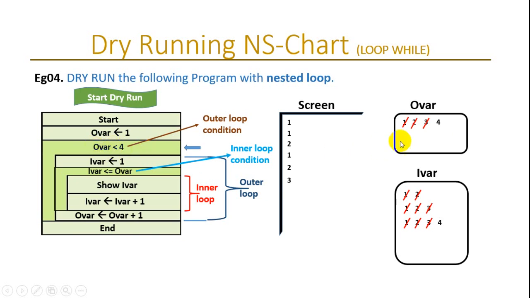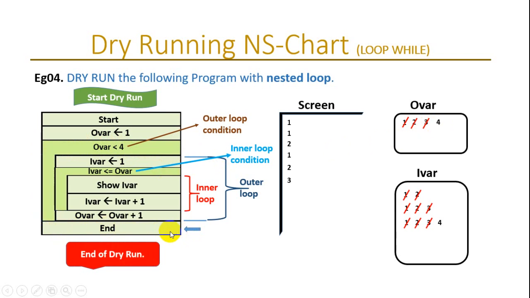Is OVR less than 4? No, it's equal to, right? It's not less, no. So this condition is false. What happens when the condition is false? When the condition is false, you come out of the outer loop to the outside. Outside is the end. And that's how you end up the dry running.